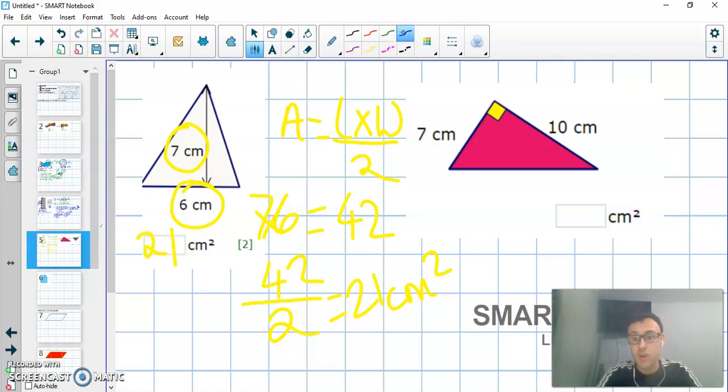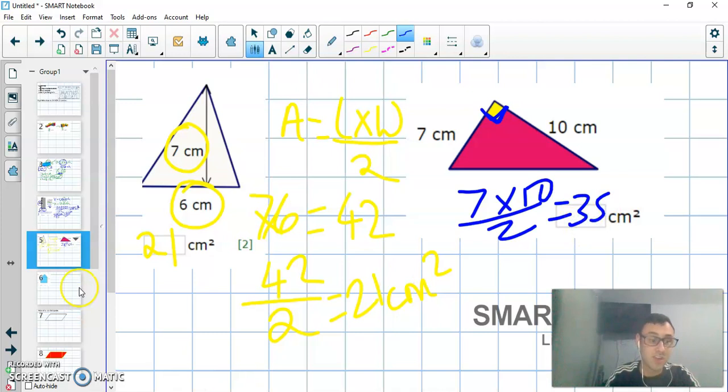Here we've got our right angle triangle. We know that here is a right angle, so they are perpendicular. So we're going to do 7 times by 10 divided by 2, which is 35 centimetres squared. So nice and easy. There's sort of your warm-up questions. So that'll be question 1.